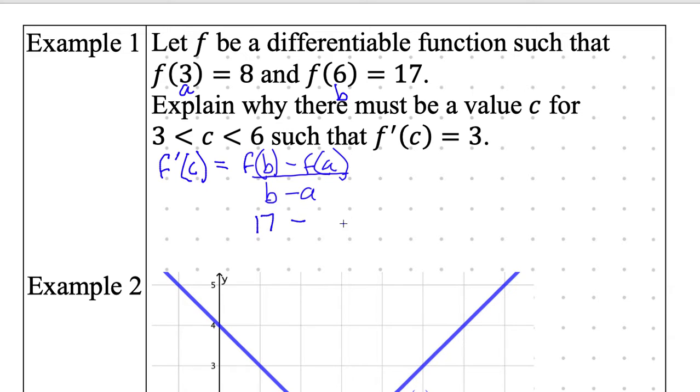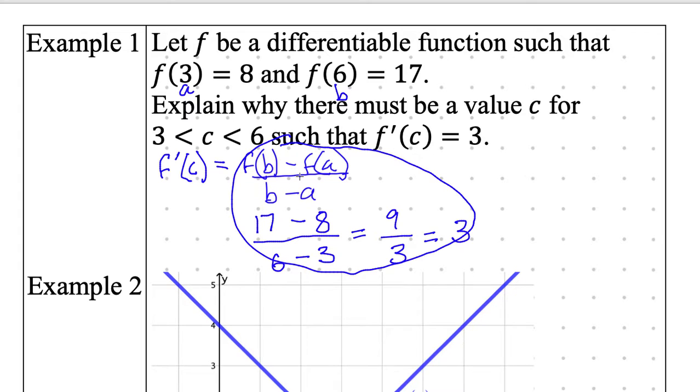17. What is F of A? What is B? What is A? What is 17 minus 8? What is 6 minus 3? What is 9 divided by 3? So it's saying that this right-hand side that we did right here is equal to 3. Therefore, the left-hand side must be 3. You have now proved that F prime of C is 3 using MVT. There it is. Thank you, Jude.